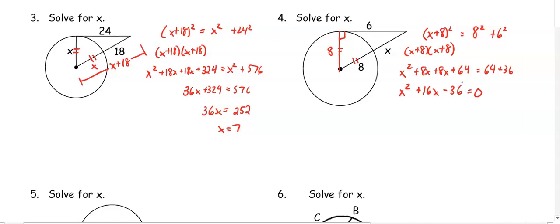So we want two numbers that multiply to negative 36 and add to 16. So we have x plus 18 and x minus 2 equals 0. So we get x is negative 18 and x is 2. We can't have a negative because this part of our triangle would then be negative, so we just have x equals 2.